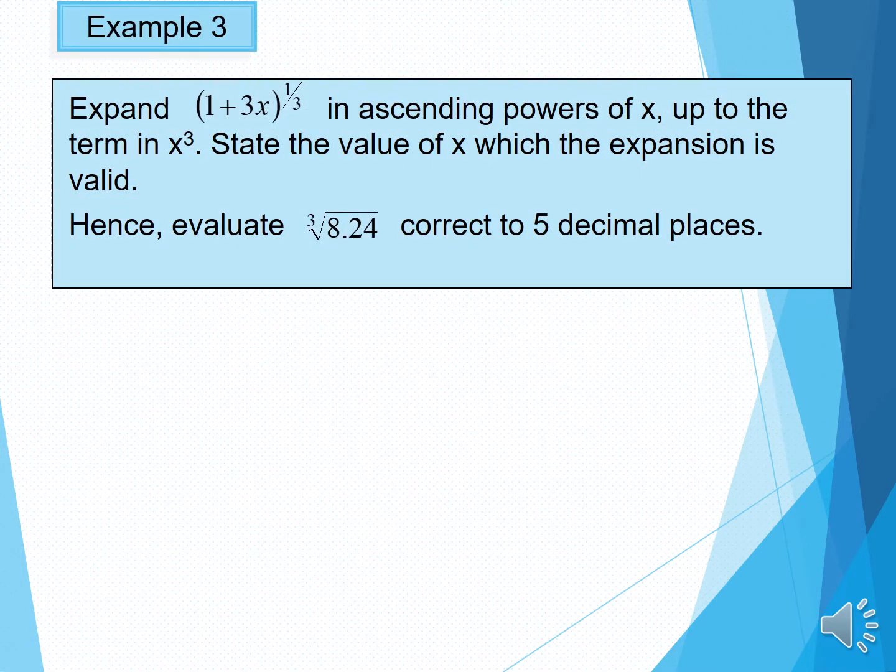Example 3. Expand (1 + 3x)^(1/3) in ascending powers of x up to the term in x^3. State the values of x for which the expansion is valid. Hence, evaluate the cube root of 8.24 correct to 5 decimal places.